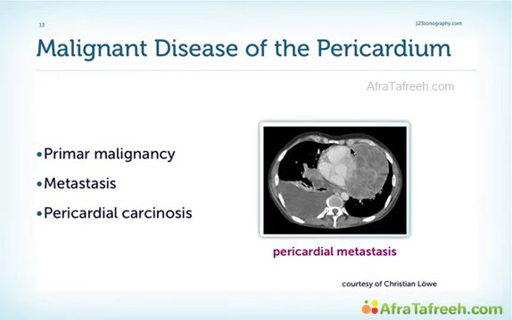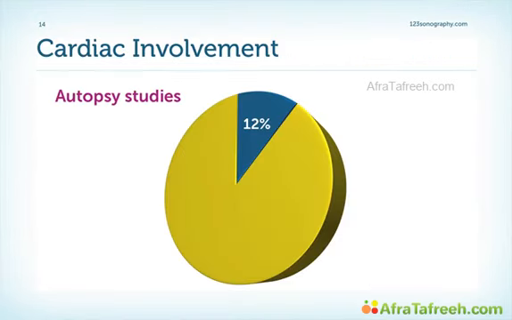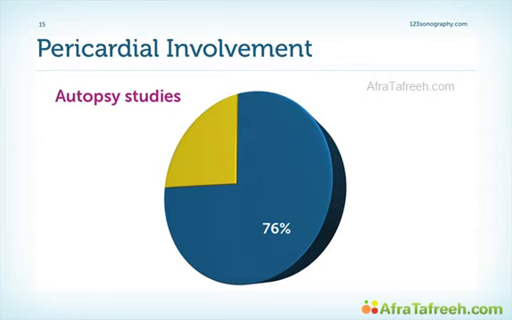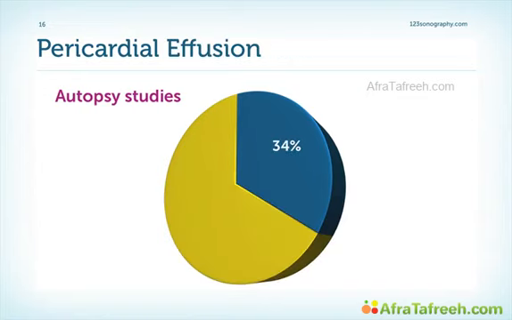This CT shows you an example of a very large tumor of the pericardium, which turned out to be a metastasis. But how frequently is the heart involved in the setting of malignancies? Well, at autopsy studies, we find cardiac involvement somewhere in the range of 12 to 15%. The pericardium is involved in 76% of these patients. And we have approximately 34% of these patients who have a pericardial effusion.